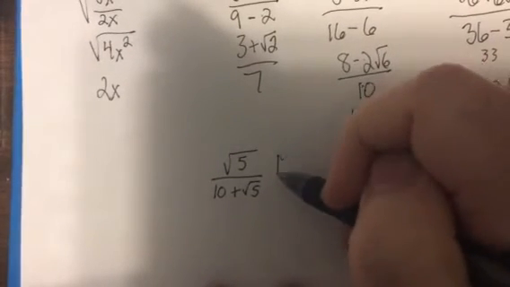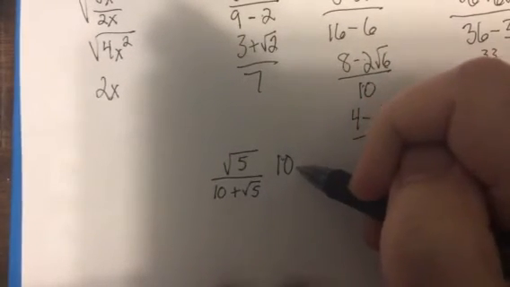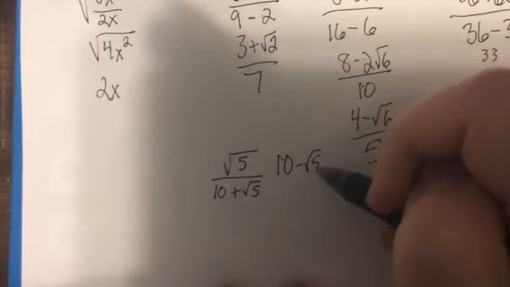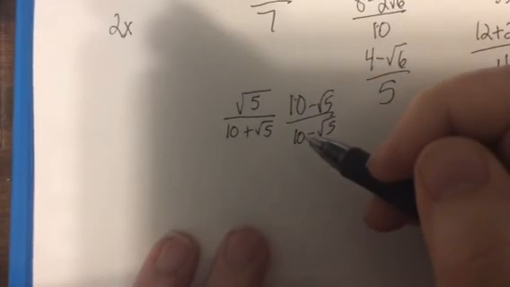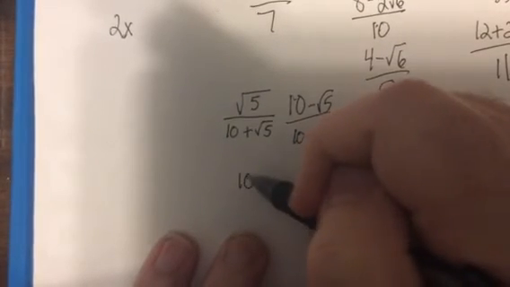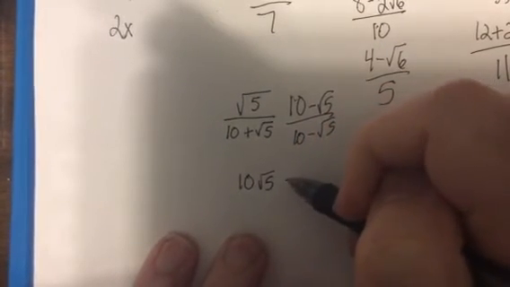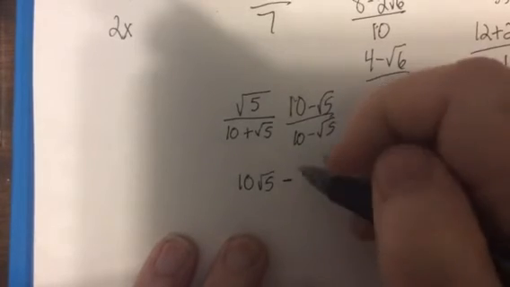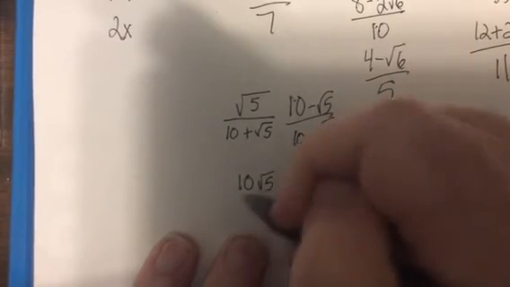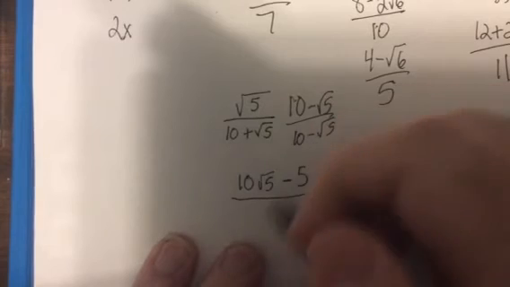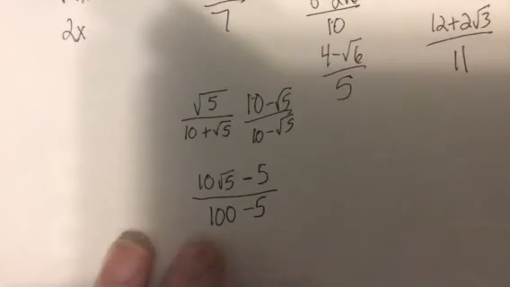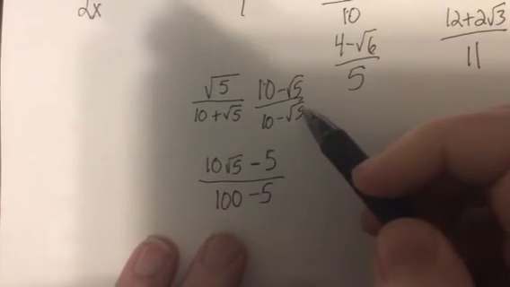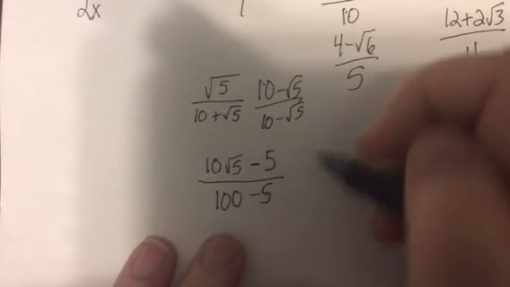So you multiply top and bottom by 10 minus the square root of 5. So this would be 10 square root of 5 minus square root of 5 times square root of 5, which is square root of 25, which is 5. All over 100 minus 5. Because when you FOIL it, square root of 5 times square root of 5 is square root of 25, which is 5.